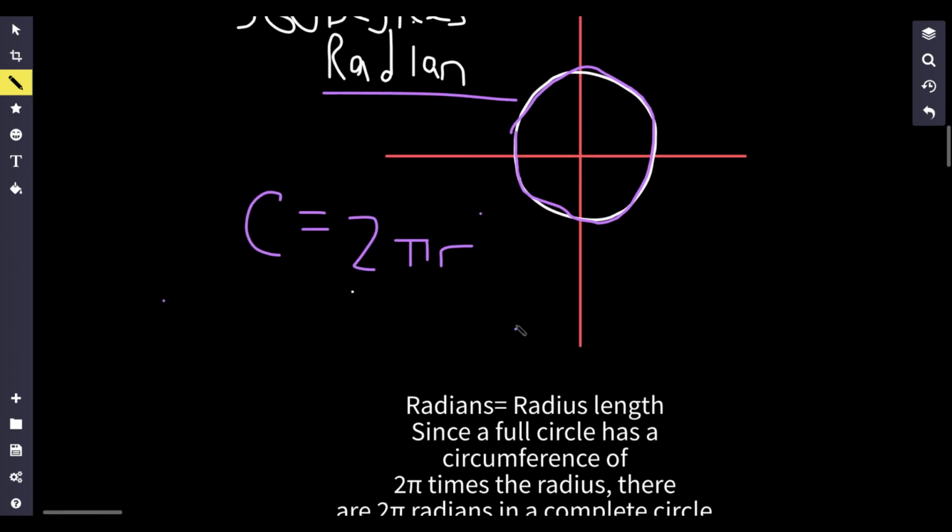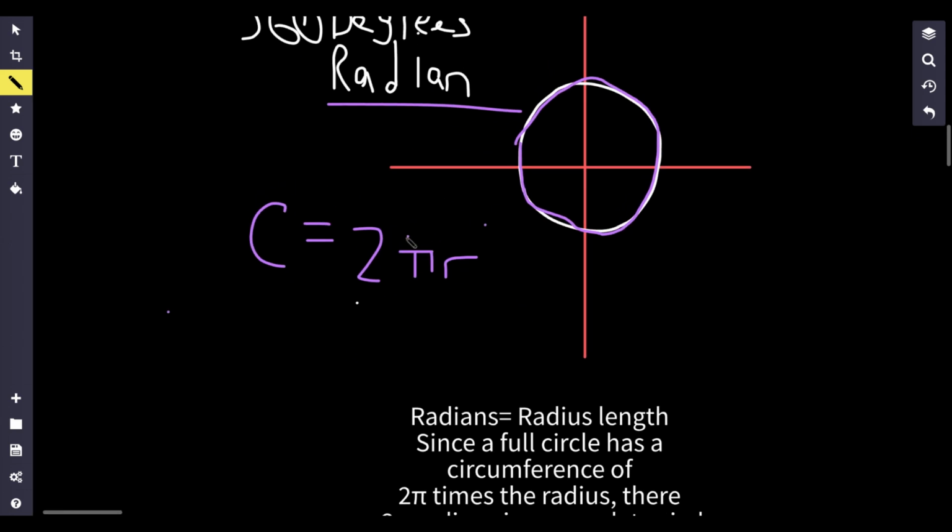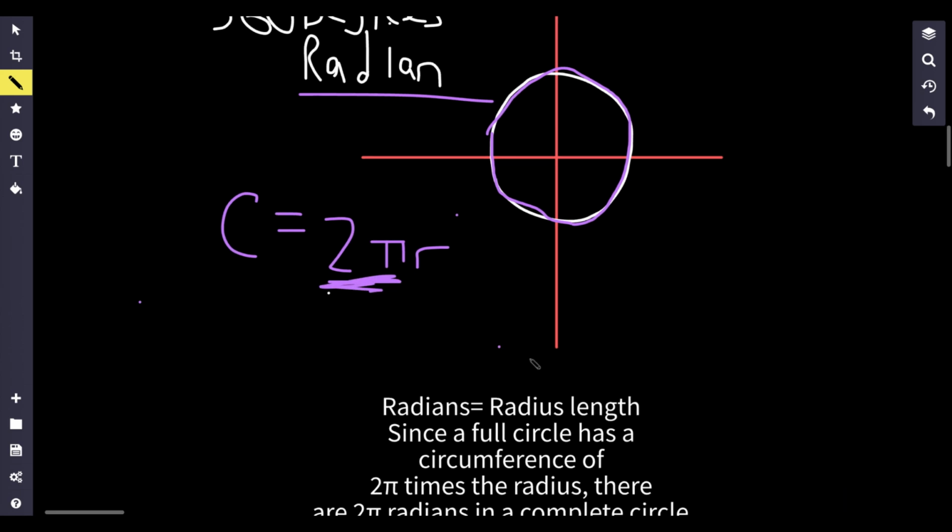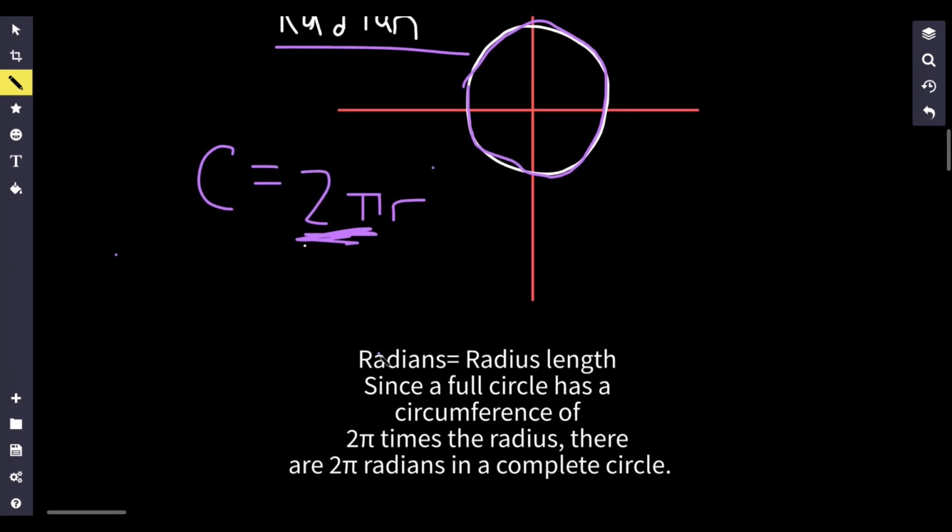Now remember back to the circumference of a circle. That's equal to 2 pi times the radius of a circle, right? And it's used to find this. You can think about this as the outer ring of this circle. Now, radians just means radius length. So because a full circle has a circumference of 2 pi times the radius, there are 2 pi radians in a complete circle. Radians are just like radius lengths.